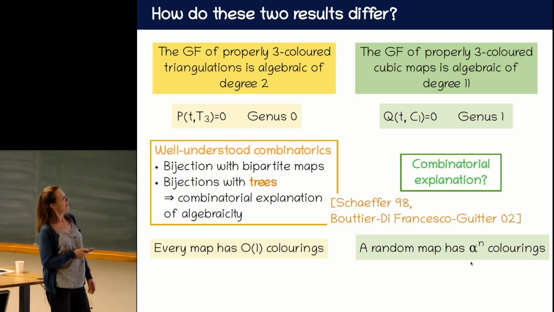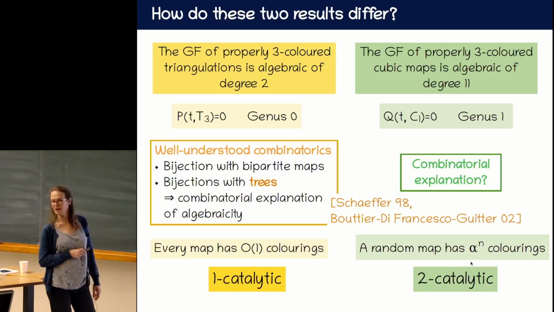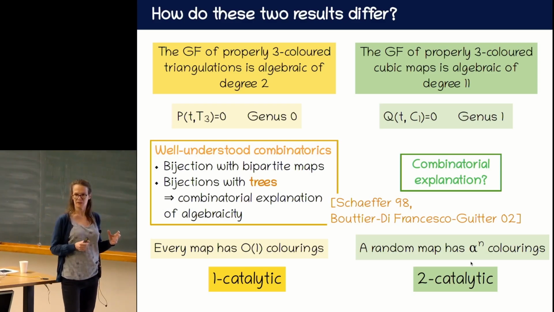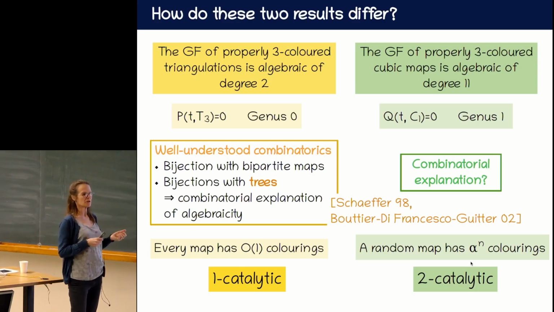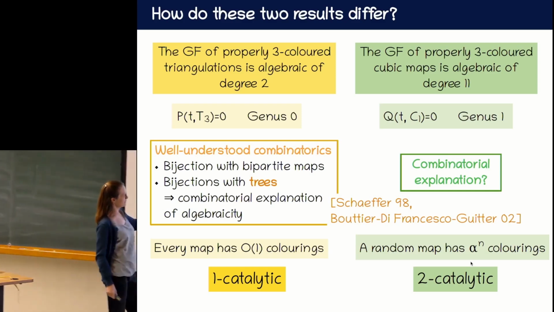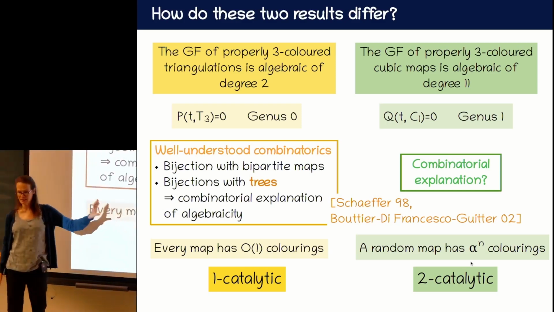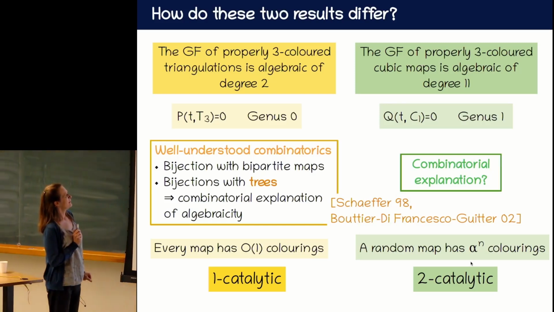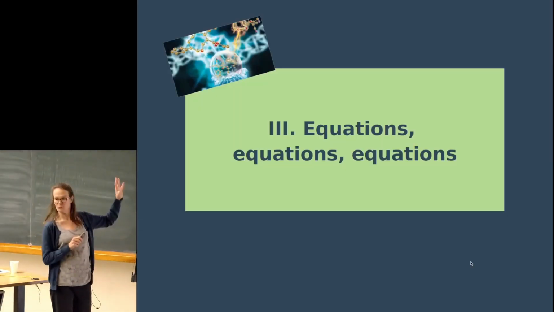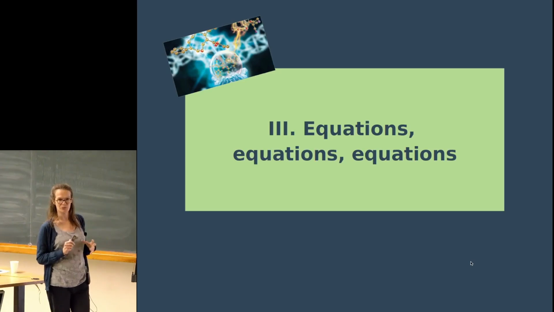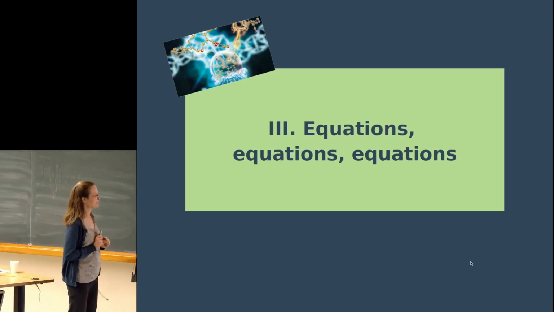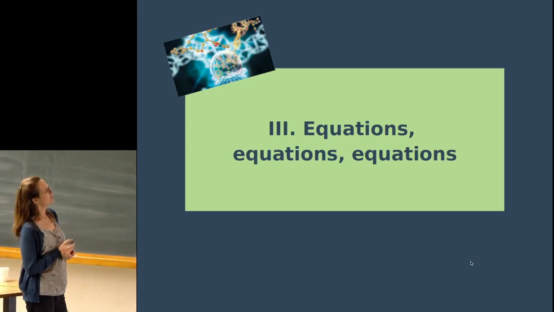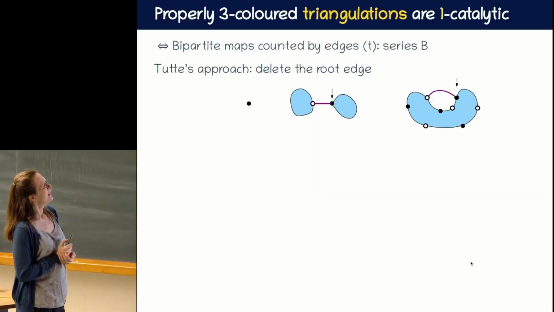And finally, from my point of view, one main difference between the natures of these two problems is that this one is what I call one catalytic, and the other is two catalytic. This does not refer to subtle chemistry, but to equations, of course. So let me tell you what I mean by this one and two catalytic thing.